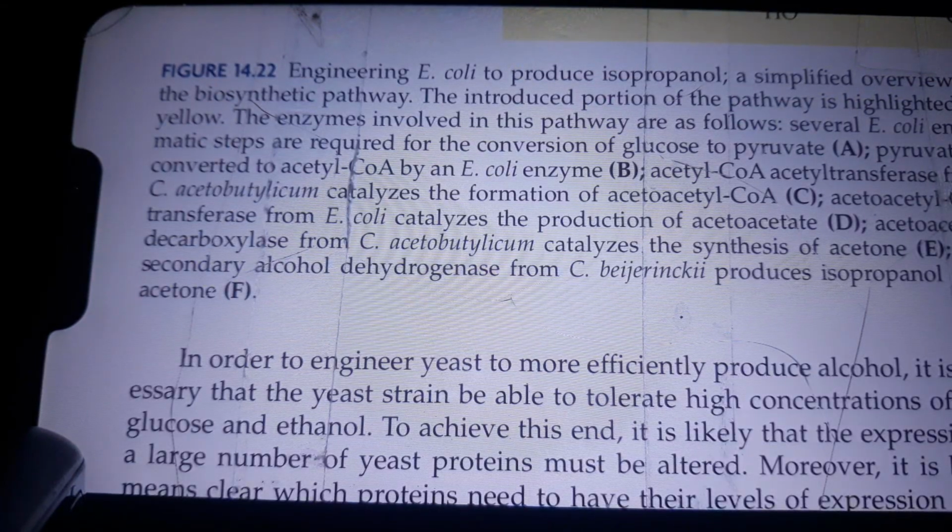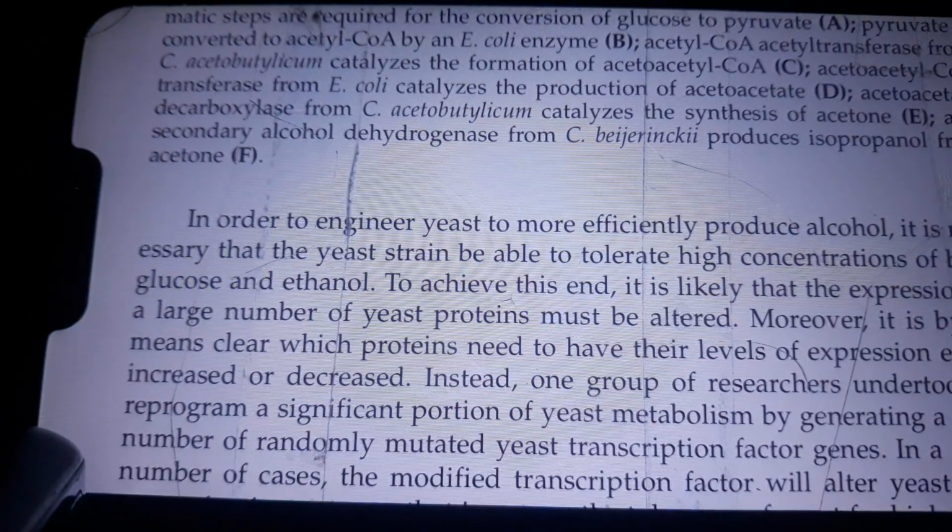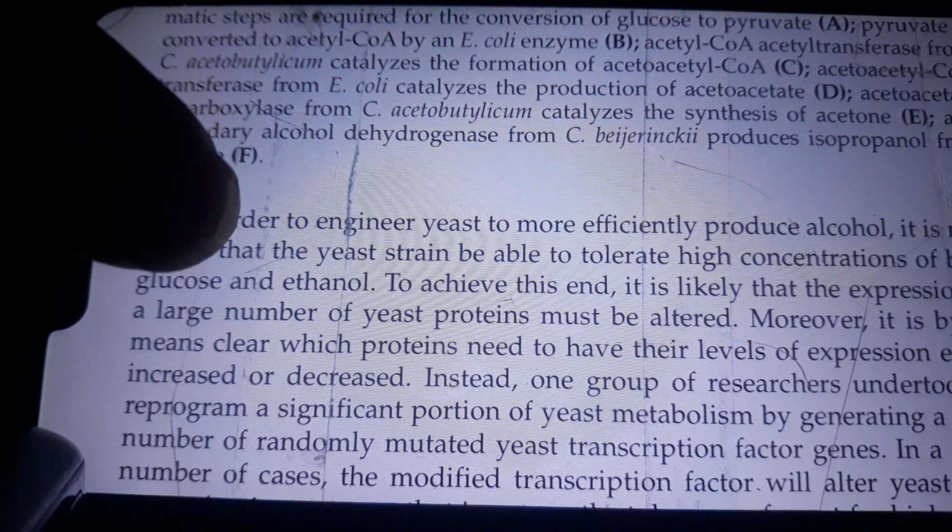Excuse me, the details have been shown here and in the notes given here. And of course, we have acetyl-CoA acetyltransferase from C. acetobutylicum, acetoacetyl-CoA transferase from E. coli catalyzing the production of acetate, and acetoacetate decarboxylase from C. acetobutylicum, which catalyzes the synthesis of acetone, and secondary alcohol dehydrogenase from C. beijerinckii, which produces isopropanol from acetone.